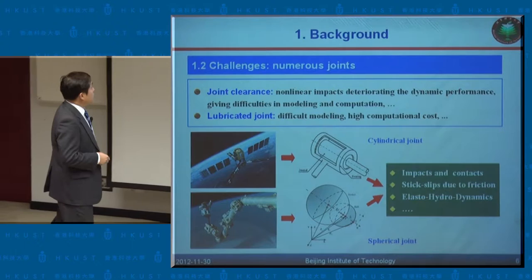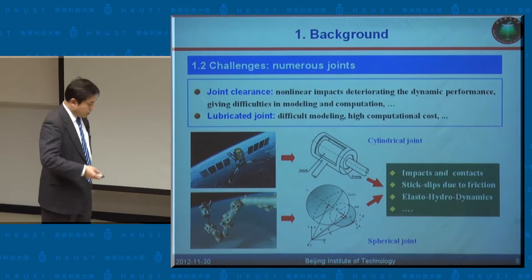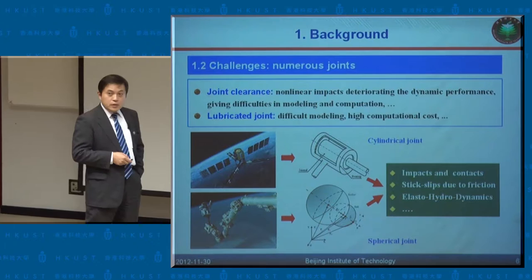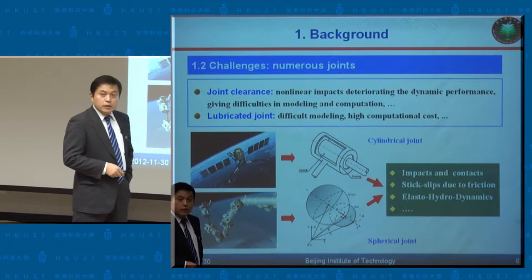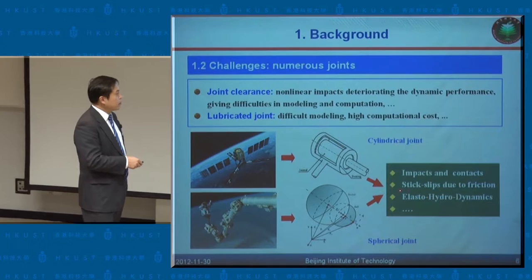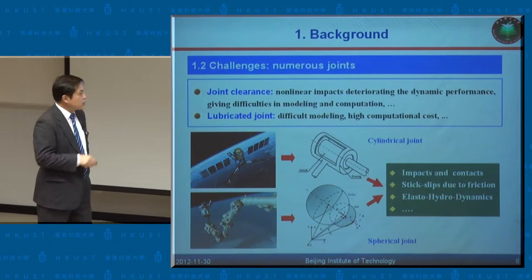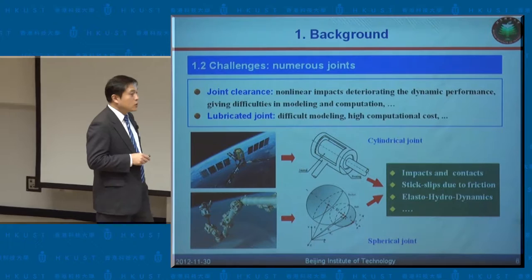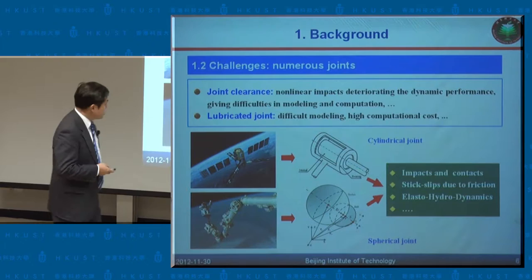The third challenge comes from the numerous joints in those deployable structures. Without these joints, you can see that the structure cannot be deployed. However, these joints must have clearance, and this clearance gives us impacts and contacts. If the joint is not well lubricated, then you will have to solve the problems of stick-slip due to friction. If you put some lubricant into the joints, then you will have much better dynamic performance. However, the description of the joint with lubricant becomes much more complicated. Sometimes you even have to solve the interaction problem between fluid dynamics and solid dynamics.